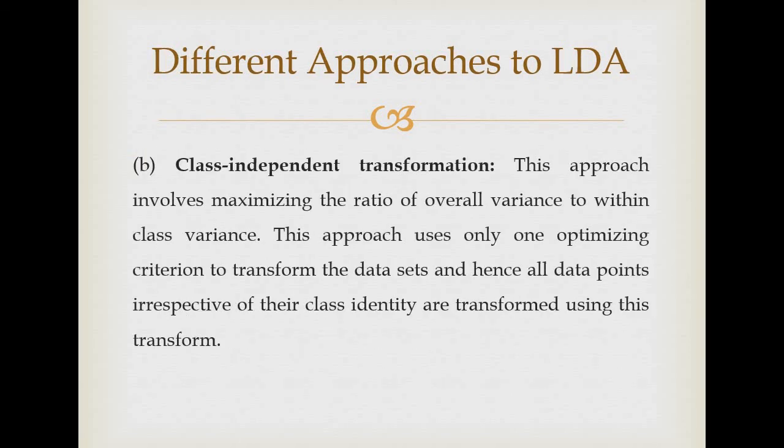In the class independent transformation, this approach involves maximizing the ratio of overall variance to within class variance. This approach uses only one optimizing criterion to transform the data sets, and hence all data points, irrespective of their class identity, are transformed using this transform. In this type of LDA, each class is considered as a separate class against all other classes.